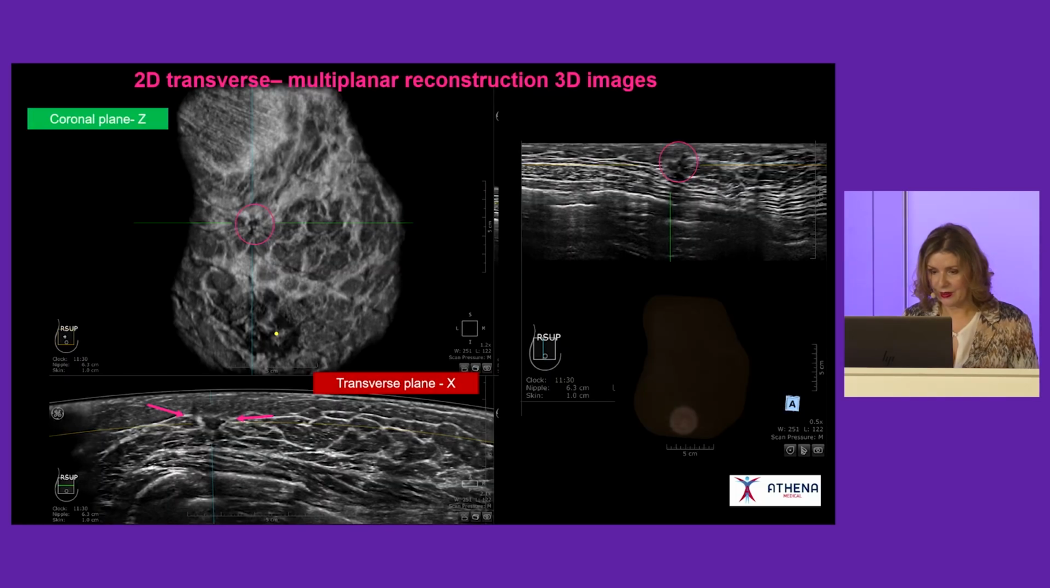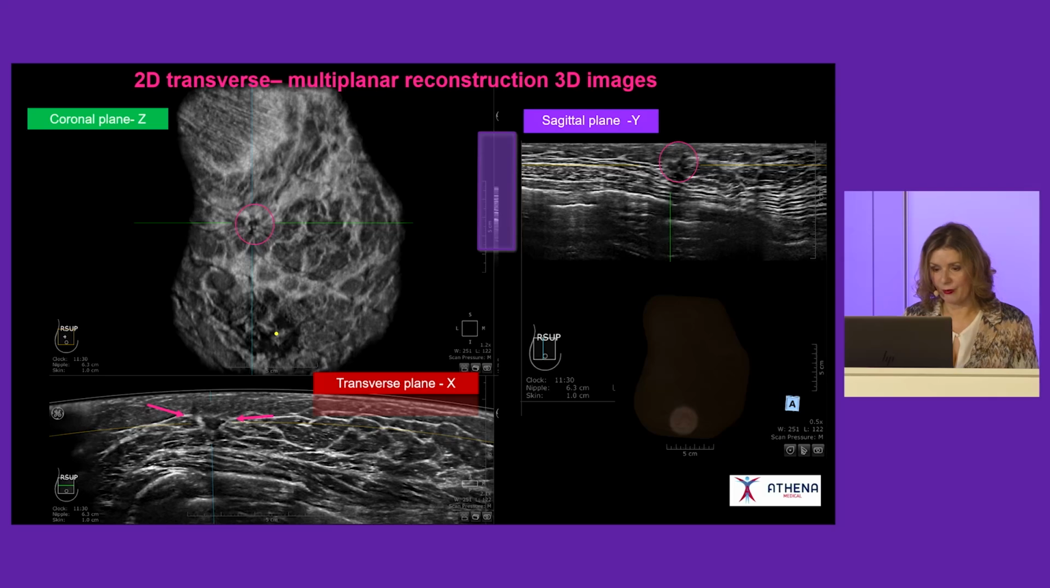And so ABUS has special software that, after we receive the transverse images, reconstructs them into this down here. You can see the X-plane, the transverse. The one on the right is the sagittal plane, and the one on the left is the coronal plane, the Z-plane. So whenever there is any area of concern, we have the possibility to read and assess the suspicious area in 3 different planes.